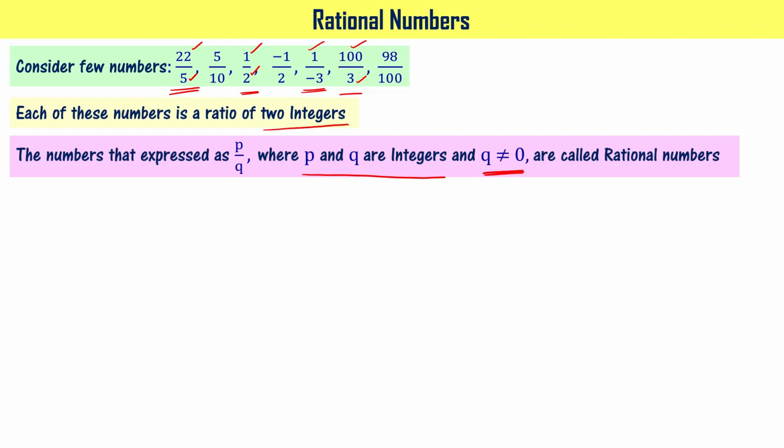But if the given number is a ratio of two integers, or if a given number can be expressed as p by q, where p and q are integers and q is not equal to 0, those numbers are called rational numbers. Got it? It means whatever numbers we have seen, all these numbers are rational numbers, right? So rational numbers are denoted using letter Q. Please note this, because sometimes rational numbers are also called quotient numbers. That's why Q is used to represent rational numbers.